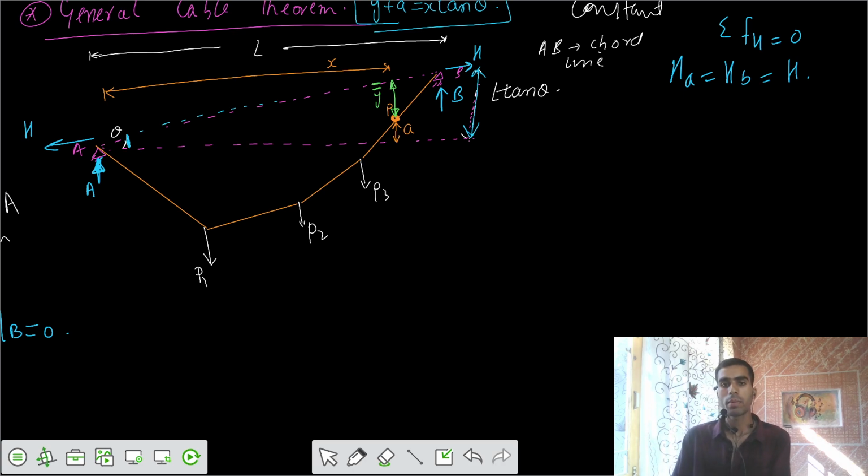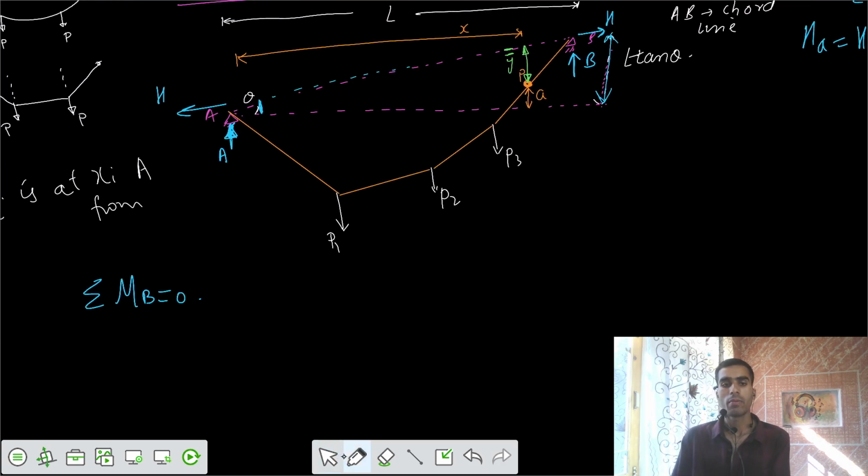Once we apply that, second, if you apply summation of moments about point B, I would say your reaction A is clockwise about point B, into the length L, A times L, clockwise positive, and your horizontal H at point A is also clockwise, H times what is the perpendicular distance between A and B? Is that L tan theta?